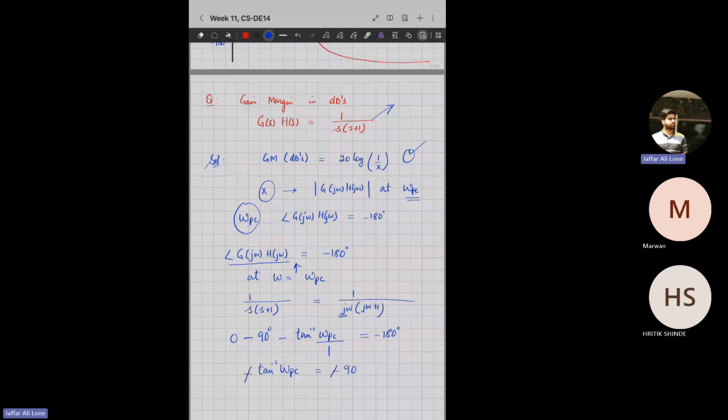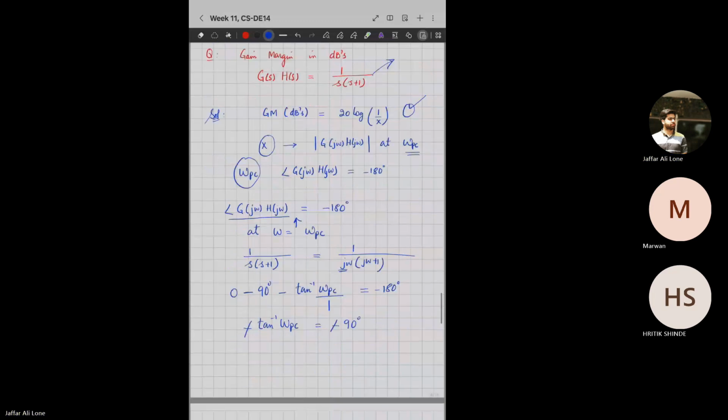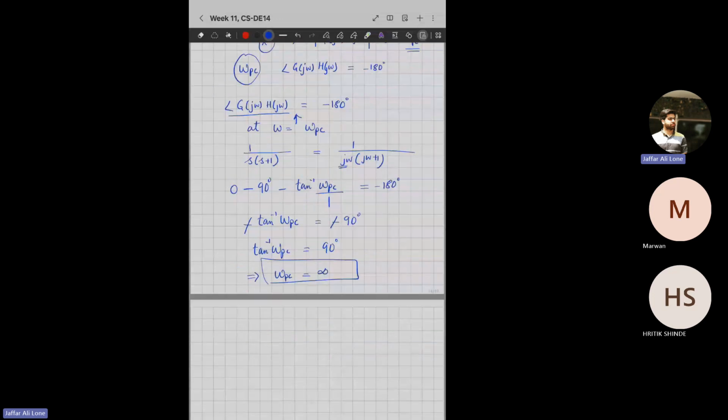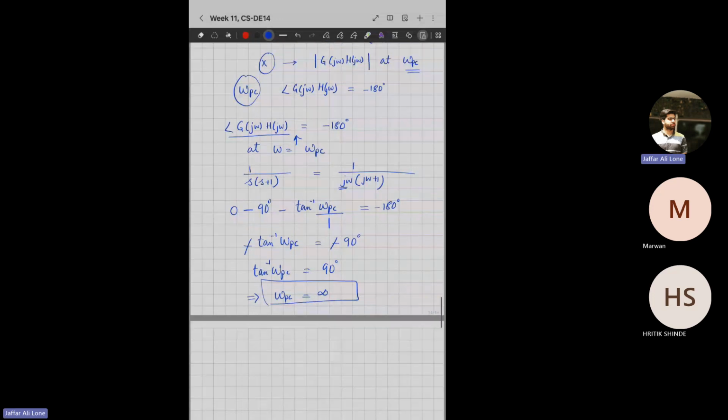This and this go. My tan inverse of omega PC is equal to 90 degree. What does it imply? It implies my omega PC is infinity, because tan 90 is infinity, right? So I have omega PC as infinity. So what is the gain margin? Now at this omega PC, we will find the magnitude. So what is the magnitude of G(jω)?